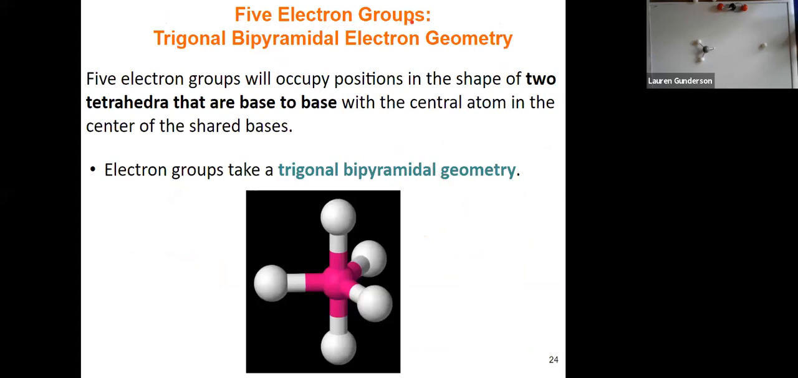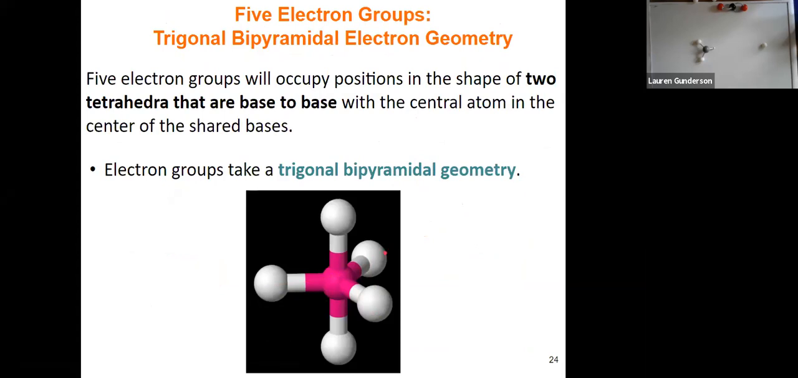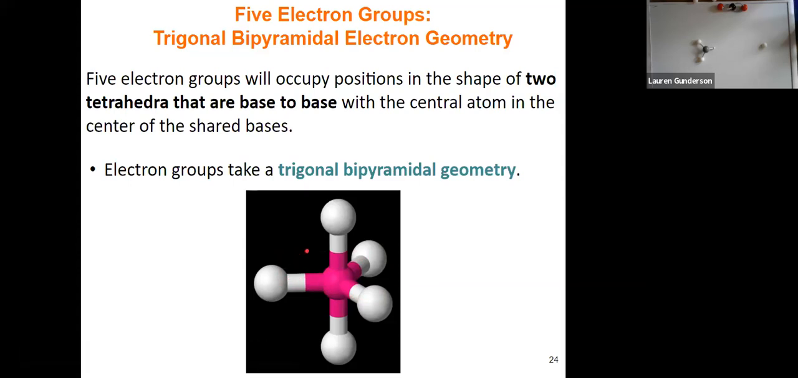5 electron groups is our next category, and that is the trigonal bipyramidal electron geometry. Okay, and that is because you have 2 pyramids that actually form base to base. Okay, so it's a bipyramid. It's trigonal because it's got the three points here, right? So that's the basis of the name for the trigonal bipyramidal geometry. And you're going to have 5 electron groups that make this up.